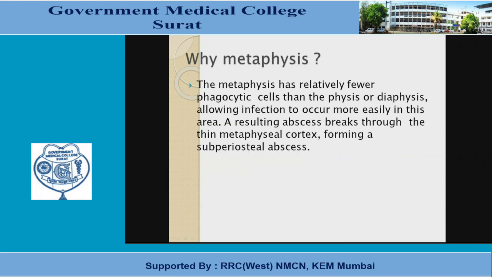So why is the metaphysis most commonly involved? Because the metaphysis is a region of the bone where end arteries are present, and there is a hairpin-like arrangement of the vessels. Phagocytic cells are fewer, and due to the hairpin arrangement of blood vessels, blood flow is sluggish. So there is trapping of the organism there, and more chances of infection.